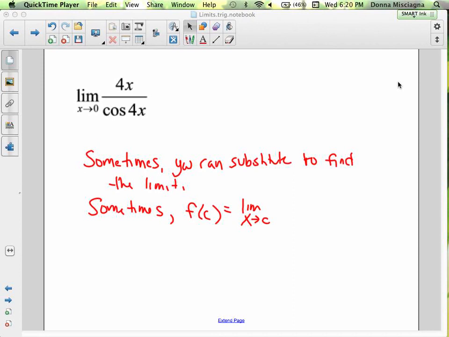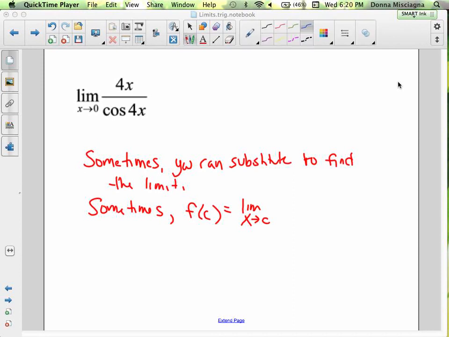So cosine is defined when x is 0, right? And the 0 up in the numerator is no problem, right? It's a 0 in a denominator that's going to be a problem. But cosine evaluated at 0 isn't going to be 0. So sometimes you can substitute to find the limit. Sometimes f of c equals the limit as x approaches c.